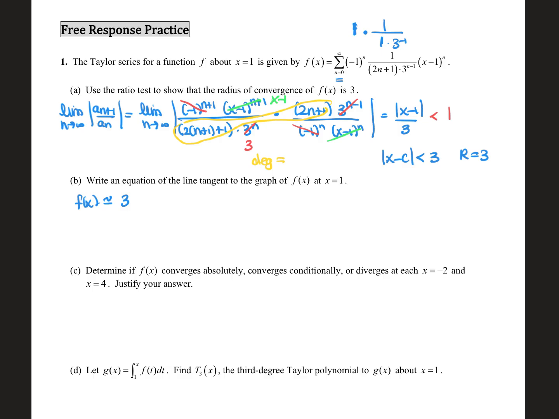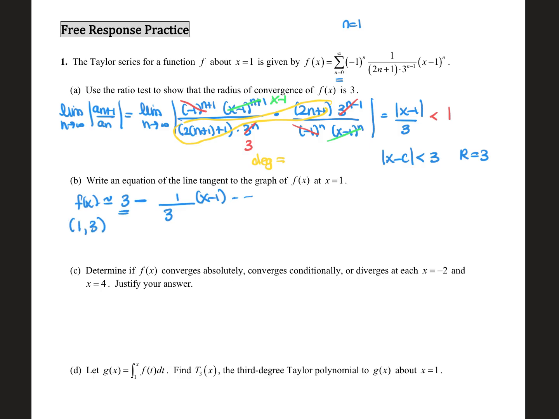Okay, so let's write the next one. The next one is going to be with n is equal to 1. So now if n is equal to 1, we know that's going to be a negative 1 over 3, 3 to the 0 is 1, and then x minus 1. And that's all we really need for this one, because if I want the tangent line, I know my point now is going to be 1, 3.